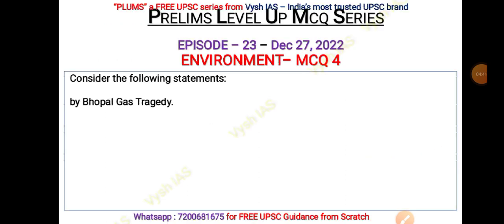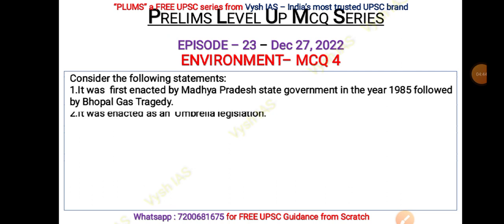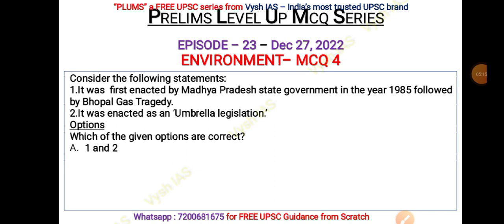Next one. So MCQ number 4. I'm sorry, there is a typo actually. It is about the Environment Protection Act. So consider the following statements according to the Environment Protection Act. The first statement: it was first enacted by the Madhya Pradesh state government in the year 1985, following the Bhopal gas tragedy. Then the second statement says it was enacted as an umbrella legislation. So which one of these are correct? Your options are: A, 1 and 2; B is 2 only; C is 1 only; and D is none of the above. Answer the question in the comment section.